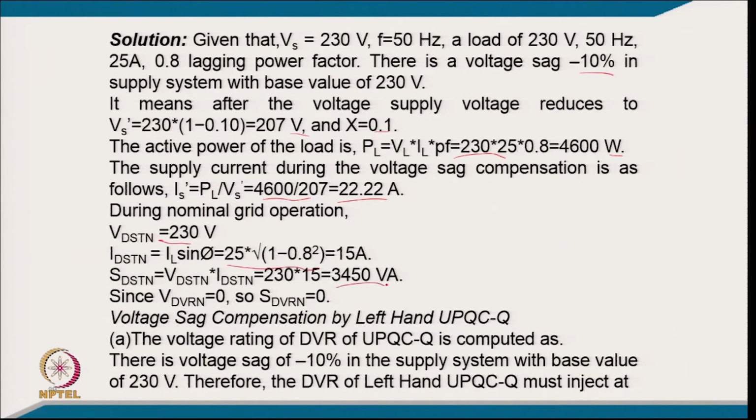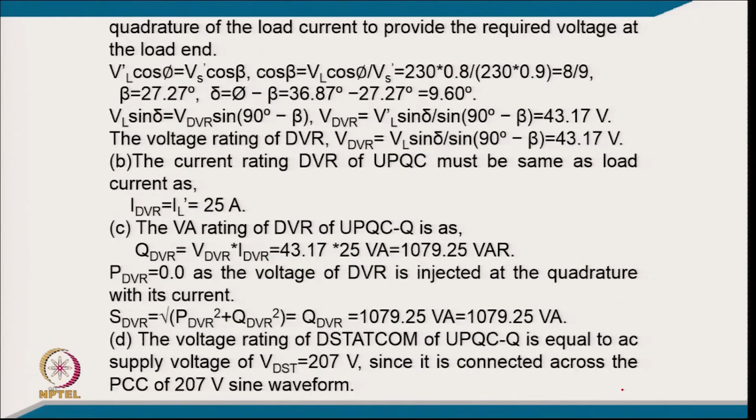So, D STATCOM rating is typically 3450 and your DVR rating is 0 under normal condition. Now, voltage sag compensation by left hand UPQC. The voltage rating of DVR of UPQC: there is a voltage sag of minus 10% in the supply system with a base value of 230, and therefore DVR must inject the voltage in quadrature with the load. So, VL cos phi equals Vs cos phi.